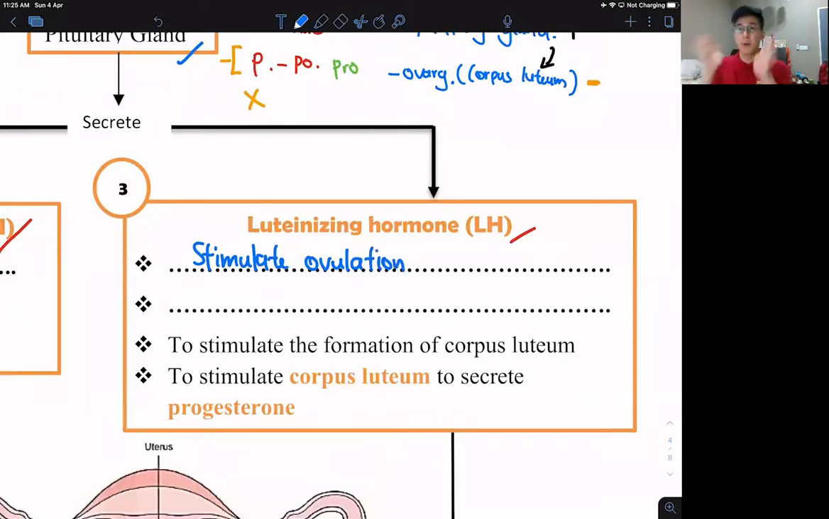So since the body is prepared for pregnancy already, ovulation can occur, means the secondary oocyte can come out and wait for sperm to come fertilize already. Because the body is ready, then only I release the secondary oocyte. So must be ready first. That's why estrogen must come first, then only LH, because I need to get the wall ready, then only the secondary oocyte can come out.